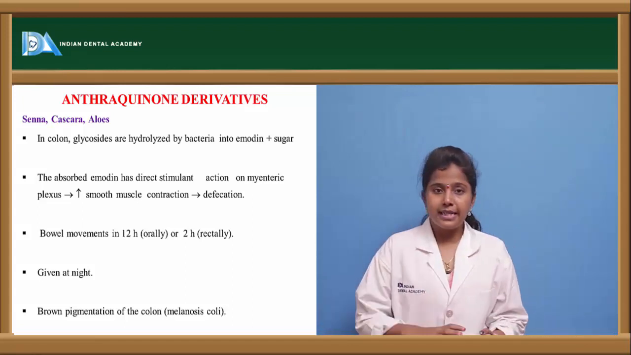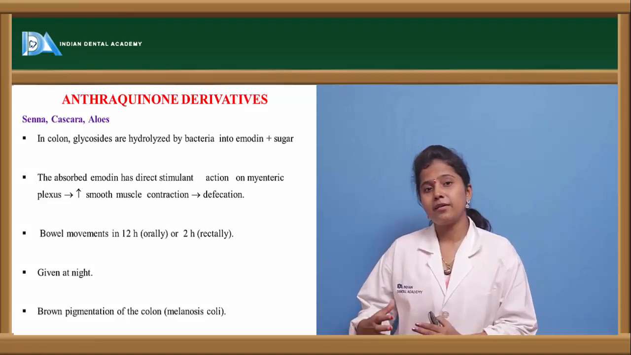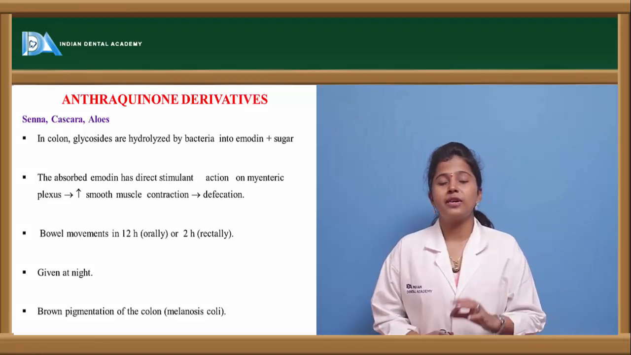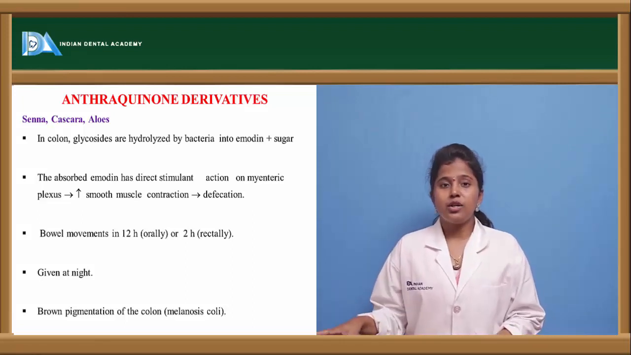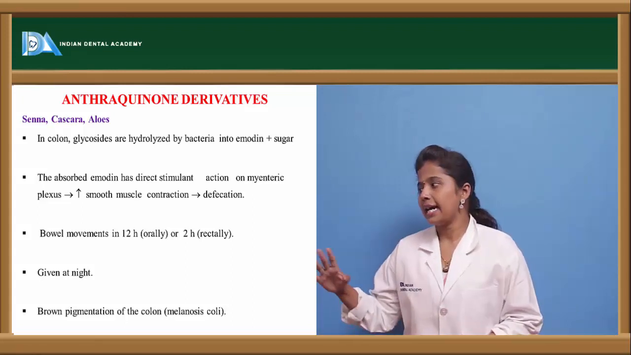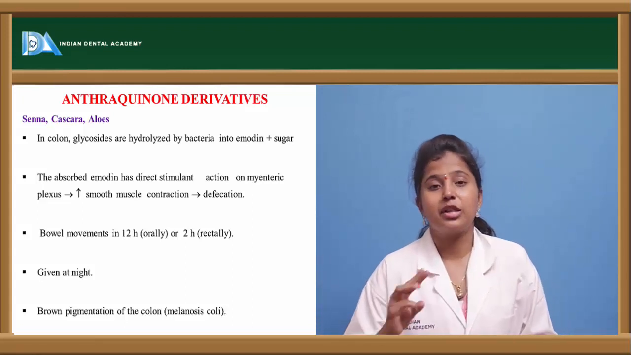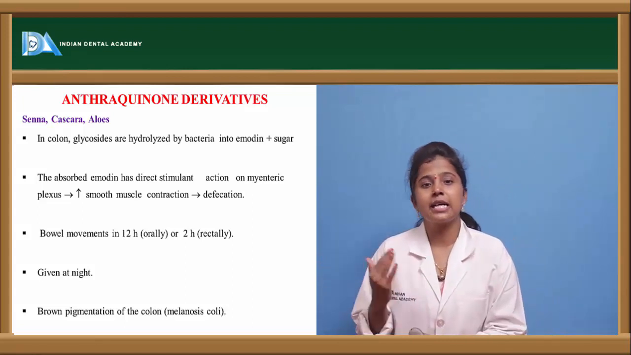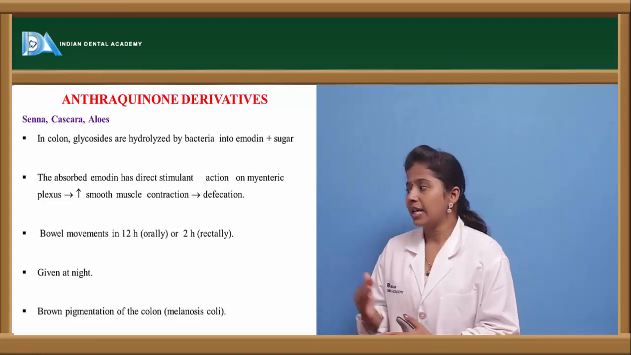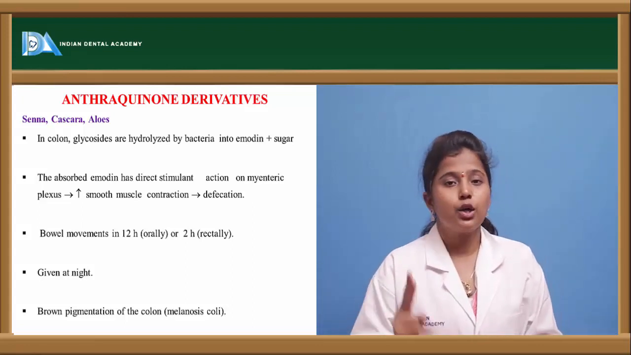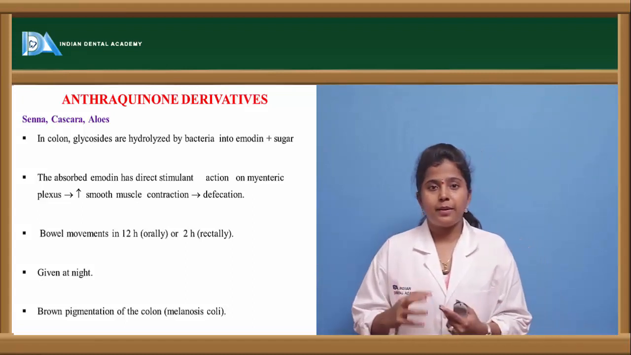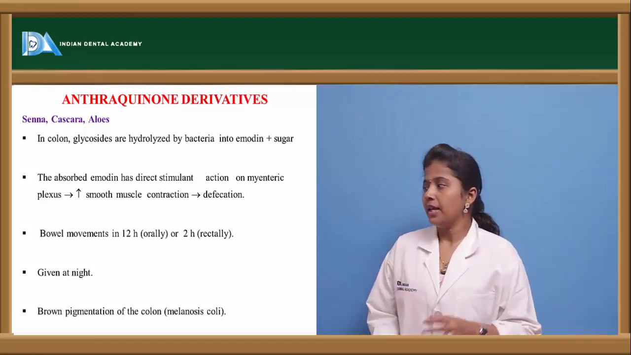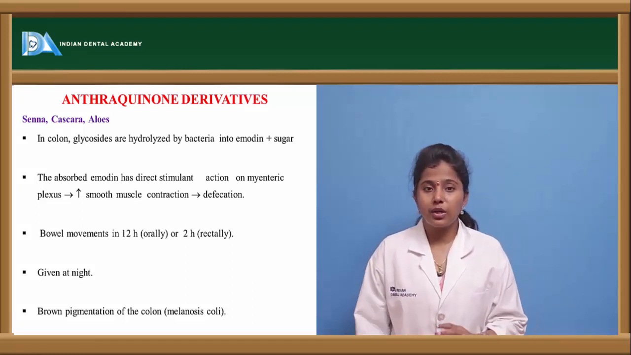And the bowel movements, or the movement of the smooth muscle, can take place based on the route of administration. For example, if these anthraquinone derivatives are taken orally, then the bowel movements occur in about 12 hours. I mean, indirectly, the onset of action for orally taken anthraquinone derivatives is 12 hours, but if they are taken rectally, they exert their action in 2 hours only. So they can be given by two routes of administration, that is rectal as well as oral. And these anthraquinone derivatives are mostly given during night times.